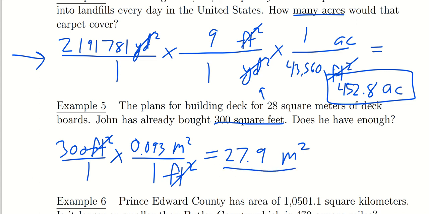Again, one of the things we've talked about all class long is, whenever you're working out a problem, make sure you're answering the question of the thing that is asked of you. Here, it wasn't simply just to do a conversion. We were trying to answer the question of, does this person have enough materials? And the answer is no. The plans require 28 square meters, and he only has 27.9 square meters. So the answer is no, he does not have enough.